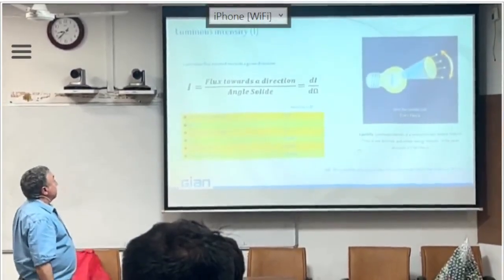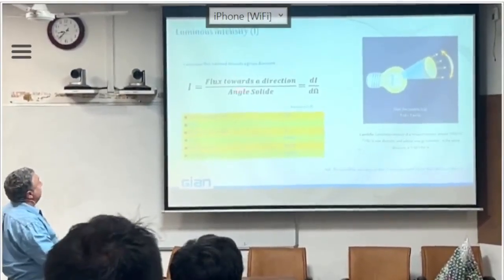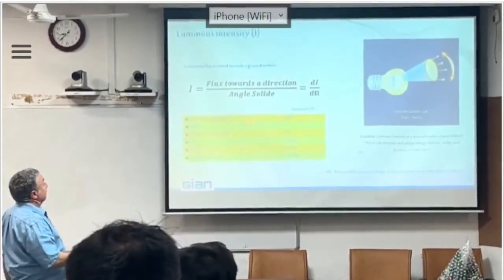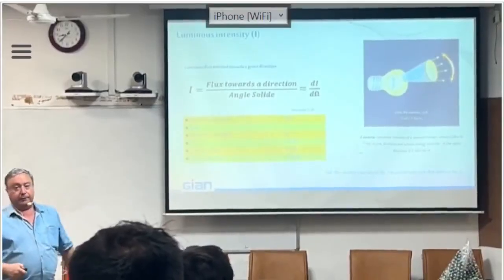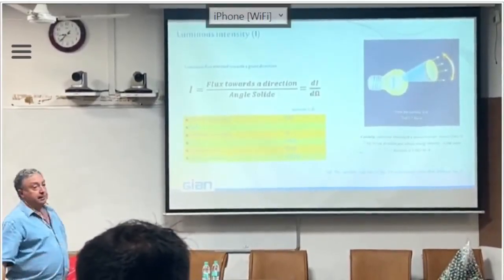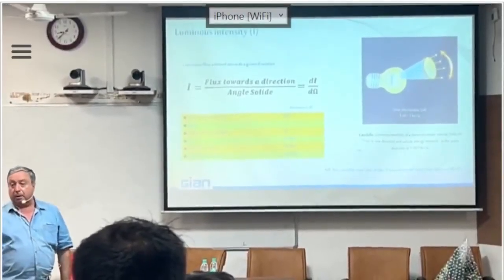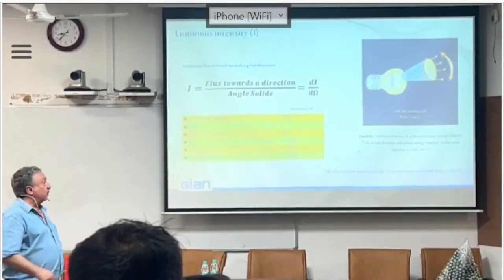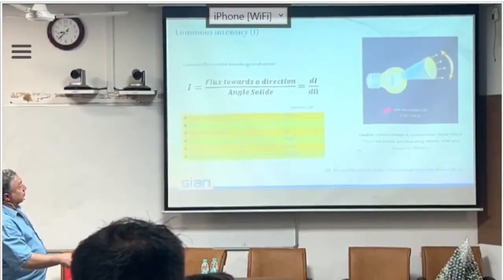The luminous intensity is the ratio between the flux toward a direction defined by the solid angle. In reality, it is the element of the flux over the element of the solid angle, and the dω should tend to 0 normally. And this is the definition. And you can see here we measure in candela.